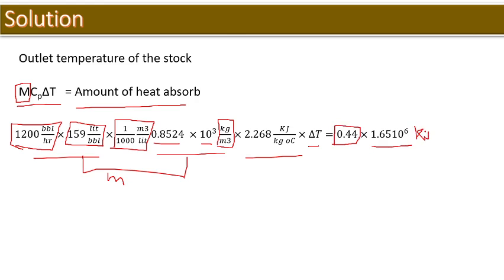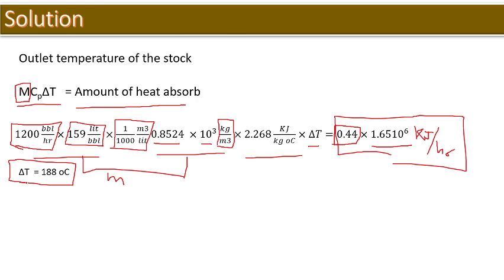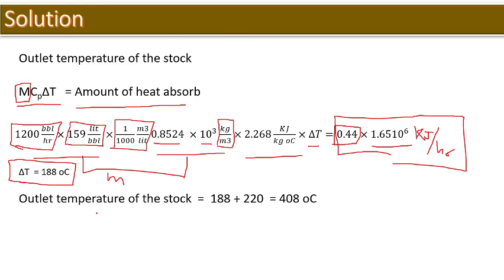This is the amount that is liberated per hour, and if you multiply by 0.44, that gives the total amount that is absorbed by the process fluid. Then simplify it, and you can get the delta T value as 188 degrees Celsius. So we know the inlet is 220, and you have to add 188, that gives 408 degrees Celsius, which is the temperature of the outlet of the petroleum stock. In this way we can find out the outlet temperature of the petroleum stock. So that is the calculation method.